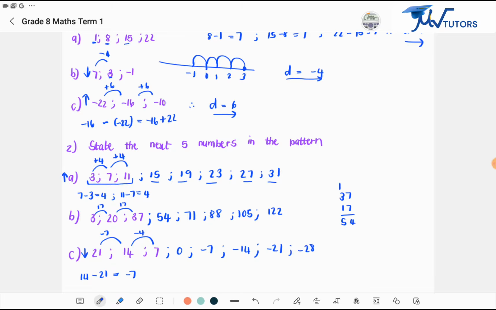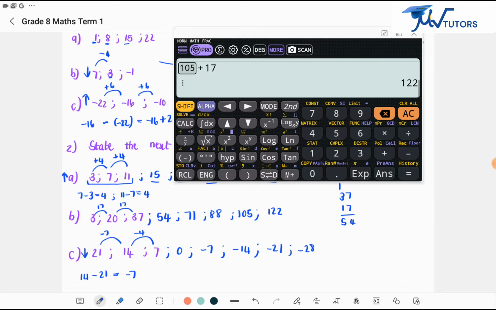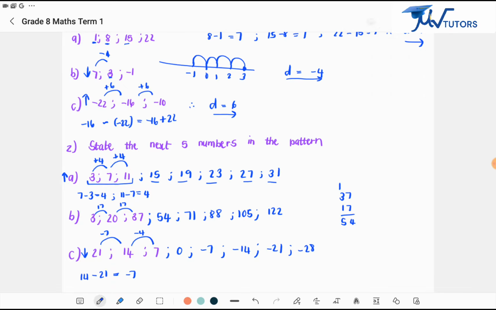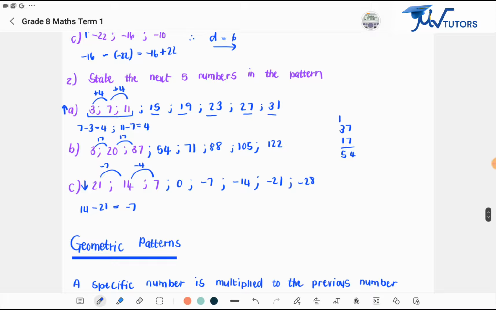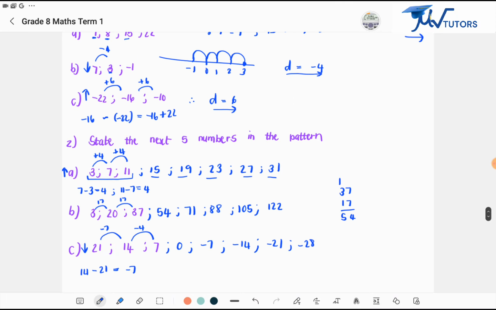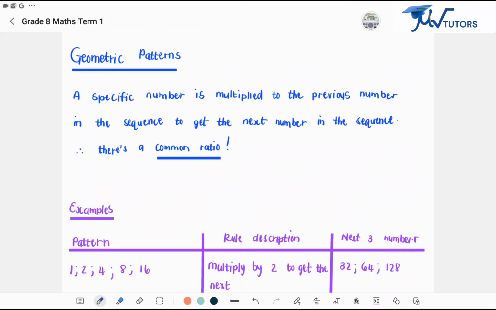And if you really do not believe me, go and put that pattern in the calculator. So 21 minus 7 is 14, minus 7 is 7. Then you get 0, negative 7, negative 14, negative 21, negative 28. There we go. And so we are done with the numeric patterns.